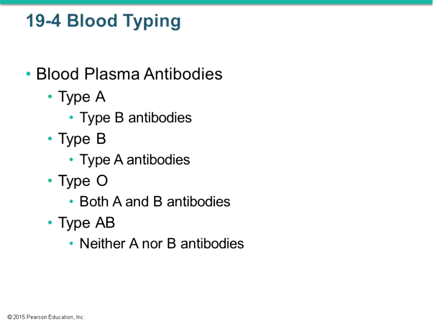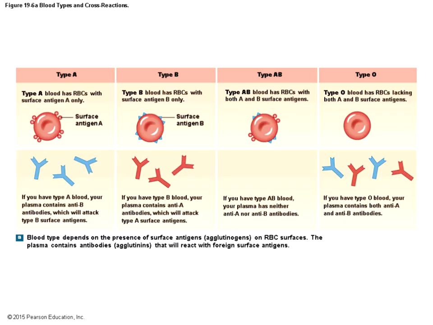If you have type A antigen, then you're going to have type B antibodies, meaning that if you get type B blood in your system, it's going to attack those, but it will ignore type A. Same thing with type B: you have type A antibodies. Type O has both A and B antibodies, and type AB has neither A nor B.